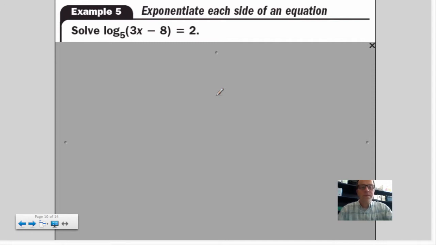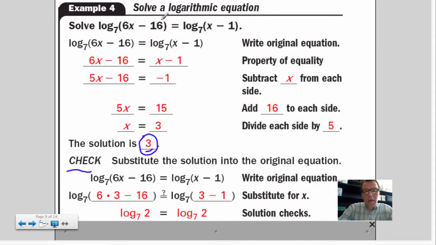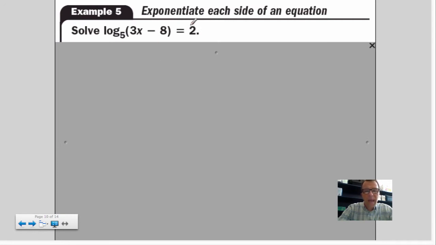Example 5. So here we are in a log, right? The variable x is embedded in this log function. And I need to figure out how to solve. Notice that there's no log on the right side, right? So the last example I had log of something equal to log of something, and I just set the somethings equal. But in this example, there's no log on this side, so I can't do that. So what should I do?